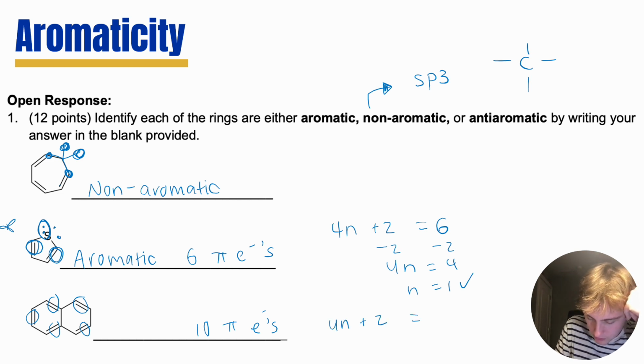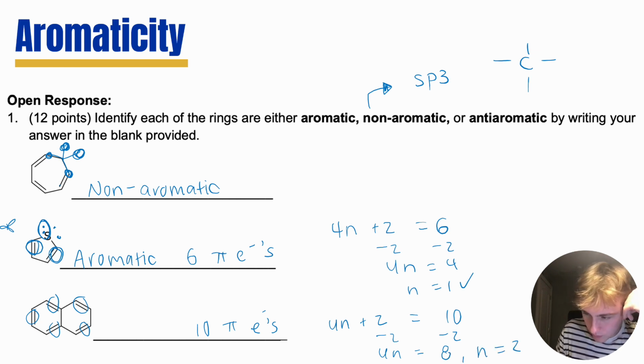4n plus 2 is equal to 10. Subtract our 2 from both sides. We would get 4n is equal to 8. And n is equal to 2. So yes, that does satisfy Huckel's rule, and we can thus justify that this molecule is aromatic.